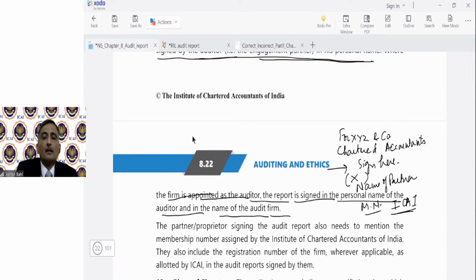Okay. So remember, when the firm is appointed as an auditor, the report is signed in the personal name of the auditor and the name of the audit firm. It contains the name of the firm and also the personal name of the auditor. Okay.